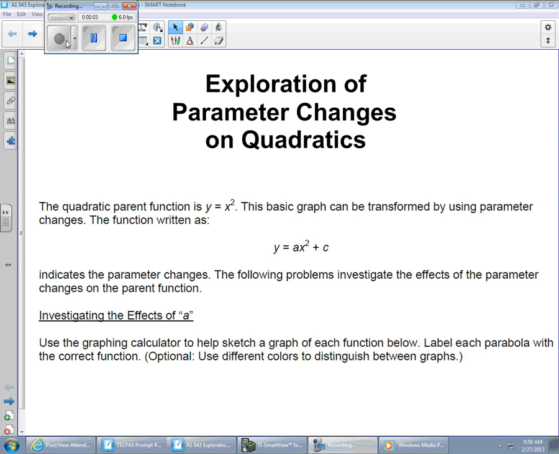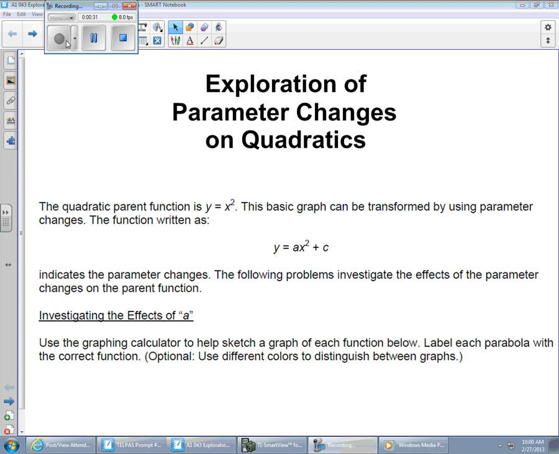Okay, the stuff we're going to be looking at today is much the same as what we looked at yesterday. This is changes to the quadratic equation as different little constants and values can show up in our quadratic equation. So yesterday we talked about it, got a little familiar with it. Today we're going to be doing some graphs that deal with it. Follow along on your paper there, of course, exploration of parameter changes on quadratics.